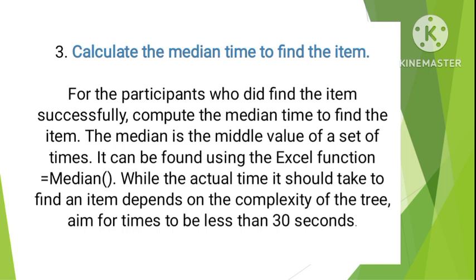Lastly, calculate the median time to find the item. For the participants who did find the item successfully, compute the median time to find the item. The median is the middle value of a set of times. It can be found using the Excel function =MEDIAN. While the actual time it should take to find an item depends on the complexity of the tree, aim for times to be less than 30 seconds.